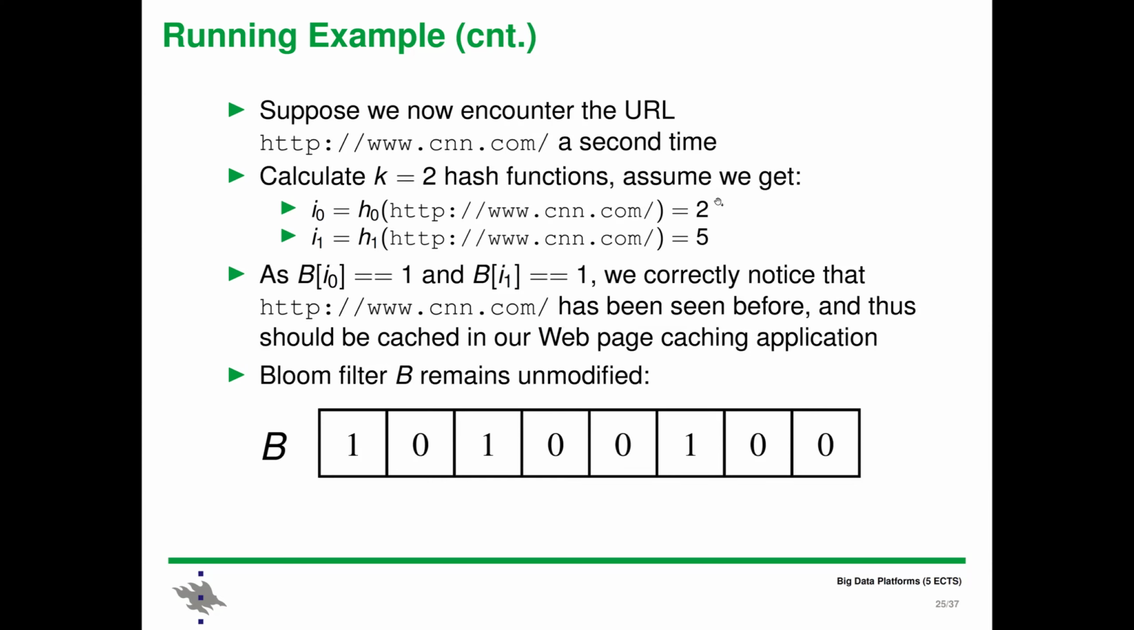Now we compute the hash functions again, and of course we get the same numbers as before: 2 and 5. Looking at the Bloom filter at position 2, we have 1. At position 5, we have no 1. Then we are correct to notice that this is the second time we see CNN.com, and thus we should cache this web page. And the Bloom filter remains unmodified.